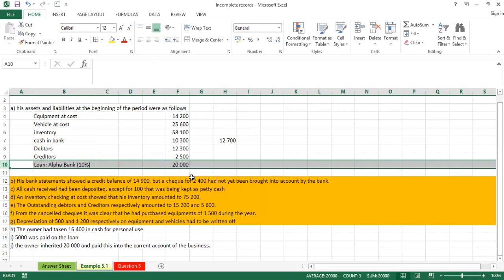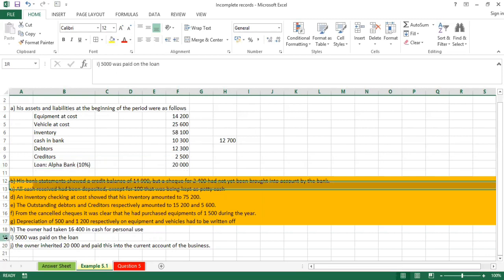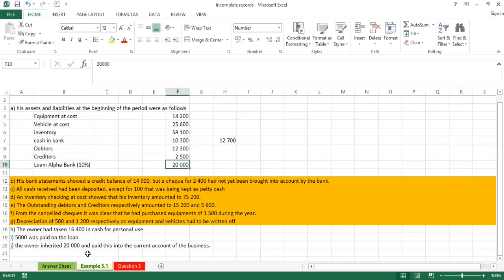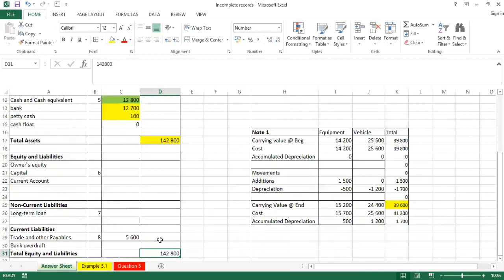The loan was 20,000. So we took a loan of 20,000, and then we paid back 5,000 during the course of the year. So we paid 5,000 from this total amount of loan. So at the end, we're going to say this 20,000 minus the amount we already paid, which will give us our 15,000. So our loan, we come to our non-current liabilities actually. The loan, which is the 15,000, because we said the 20,000 minus the 5,000 we already paid gives us our 15,000.